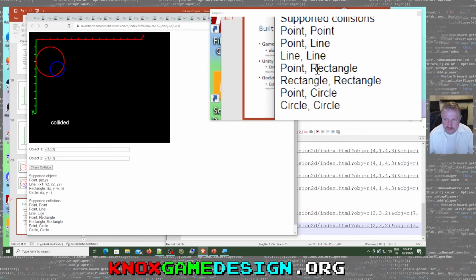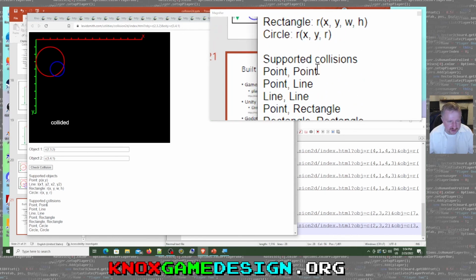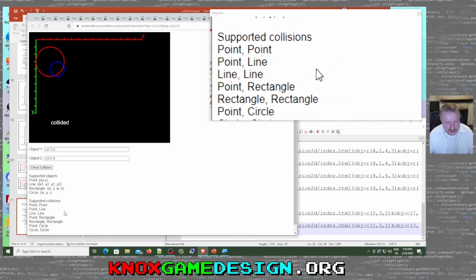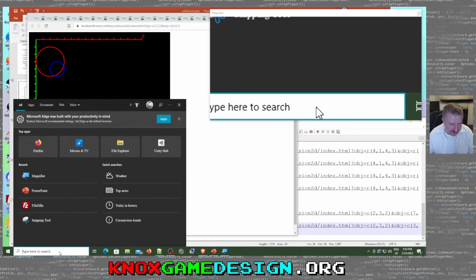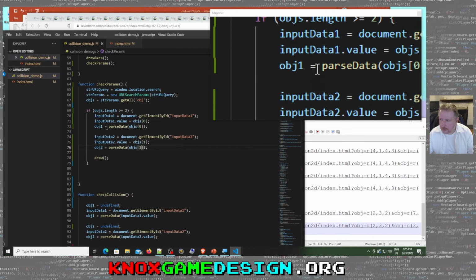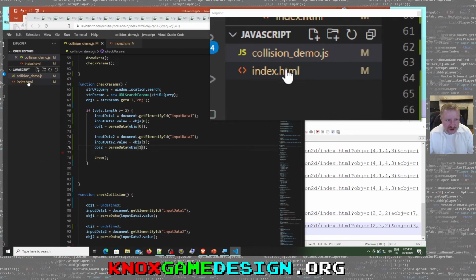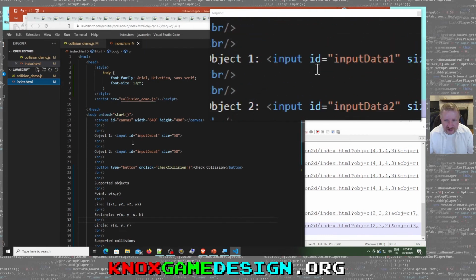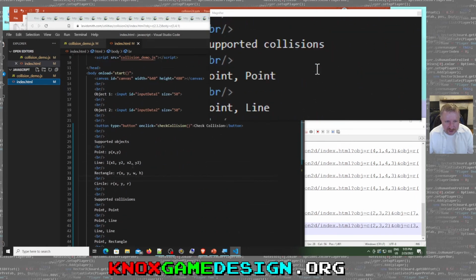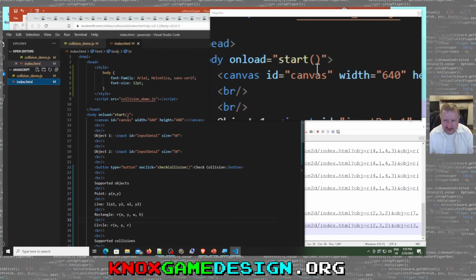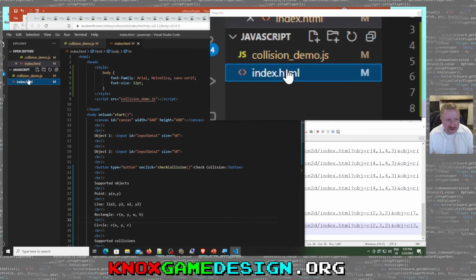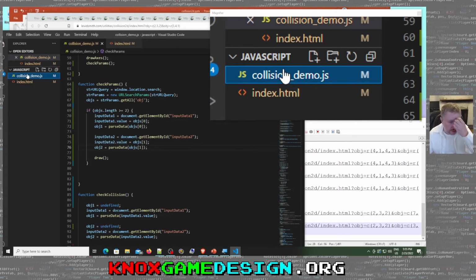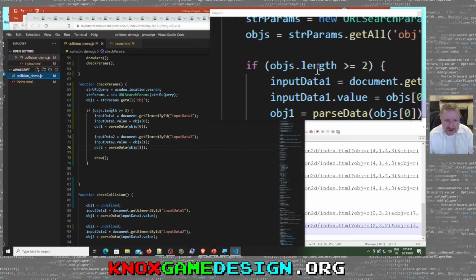So I'll put down here the supported collision types right here. But you could add lines and circles, and lines and rectangles, and circles as well. Yeah, so this is basically it right here. It's two files. There's an index.html that basically just has a canvas that this collision demo JS draws on. And I'll also have this checked into GitHub, so I'll provide a link to that as well.